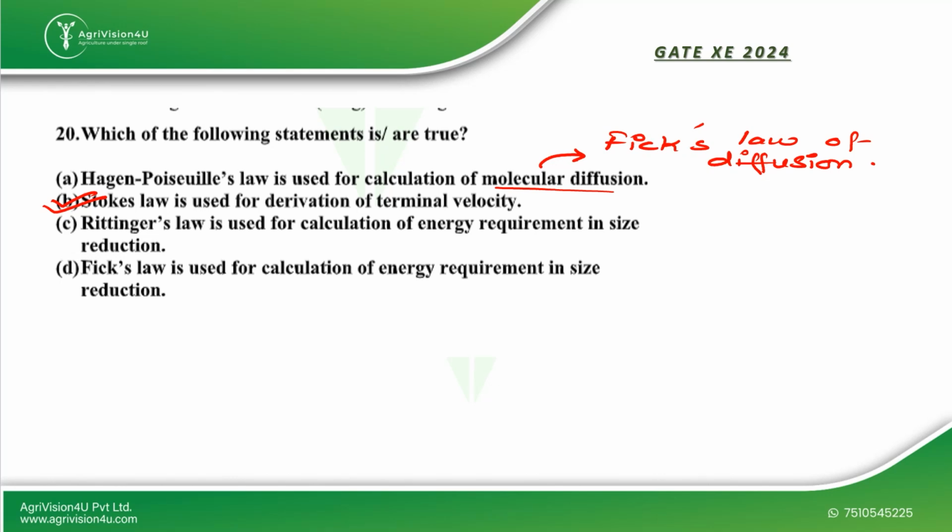Next, Rittinger's law is used for calculation of energy requirement in size reduction. This is also correct. Since Rittinger's law states that the energy which is required for size reduction is directly proportional to the new surface area which is generated, making it applicable for calculating the energy requirement of size reduction process. Especially we can say for the fine grinding. So this is correct.